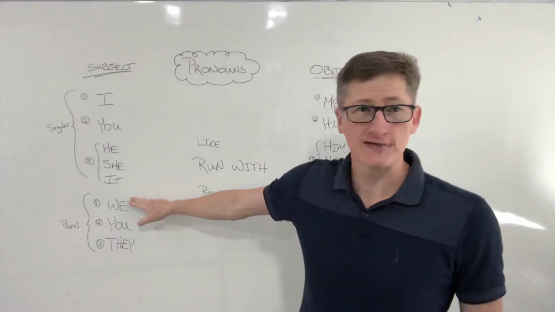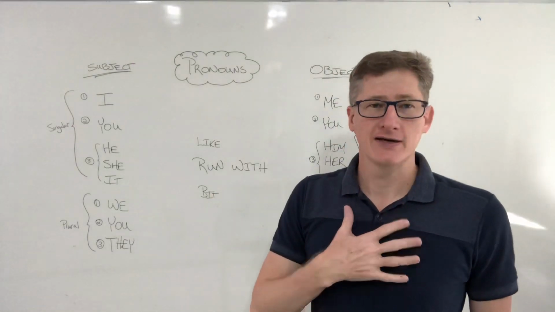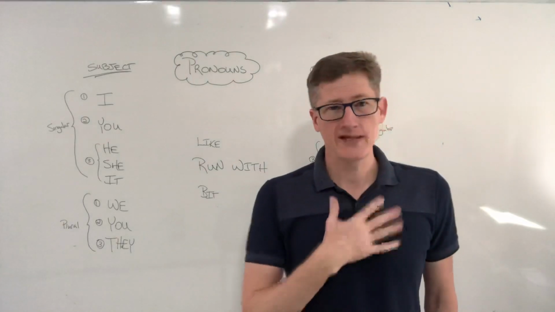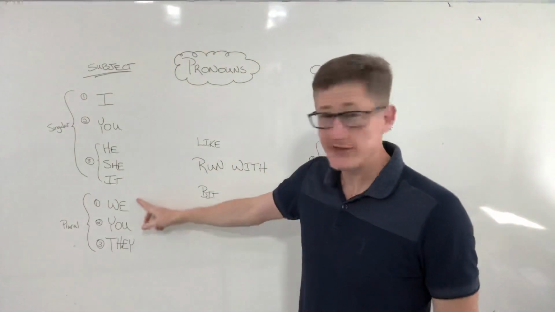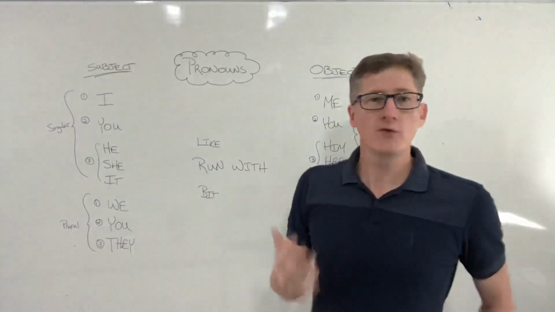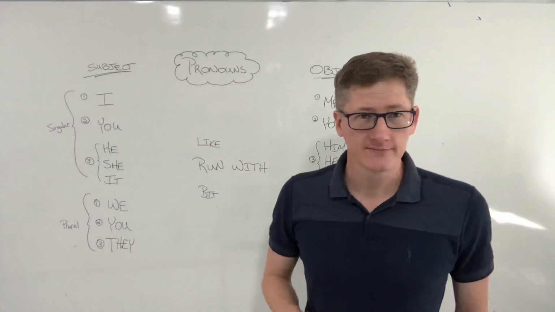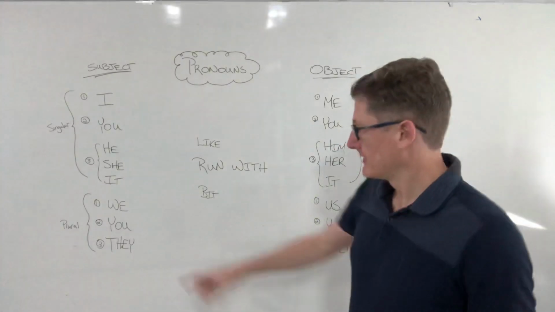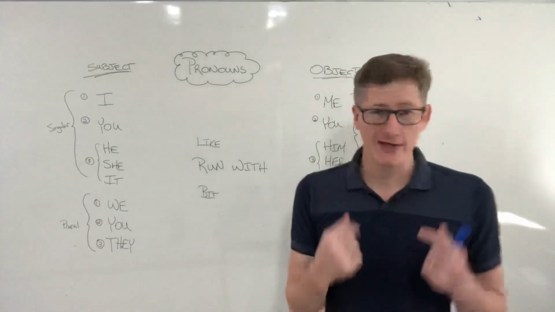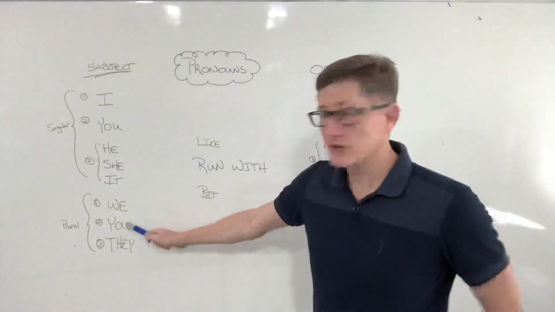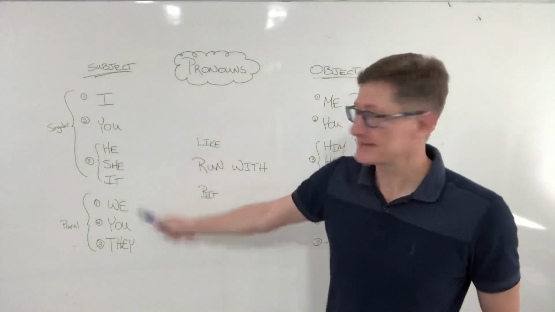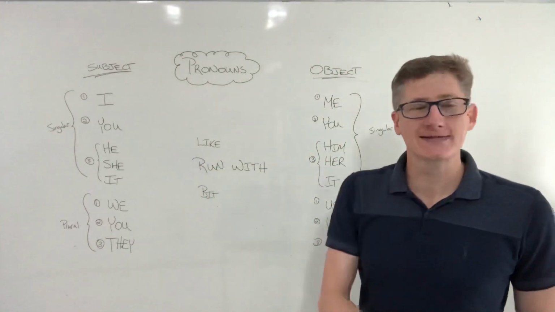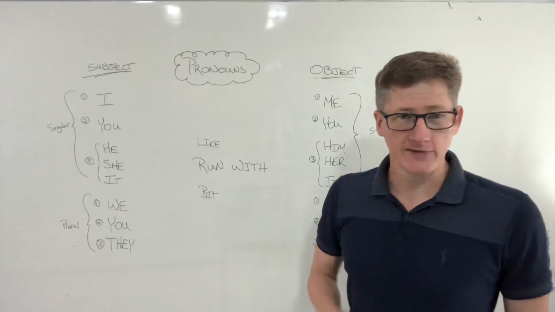So in the first person, I'm talking about myself and other people with me. Me and my friends. So I use we. We went to the mall. We. I and the people who were with me. If I'm talking about you and your friends, I will use you as well, the same as the singular. It doesn't change. So I say, you and your friends went to the movie theater.